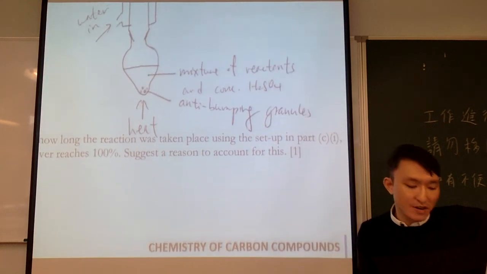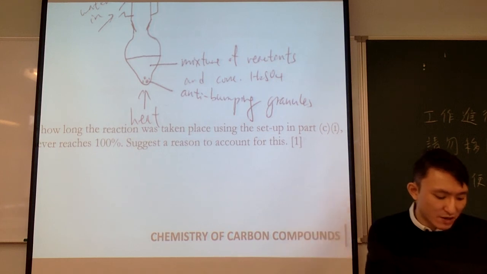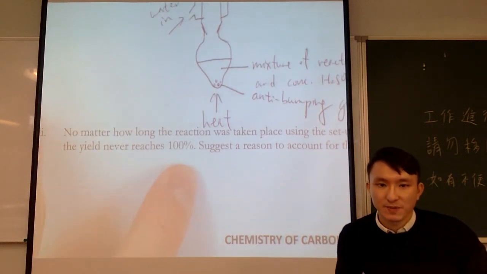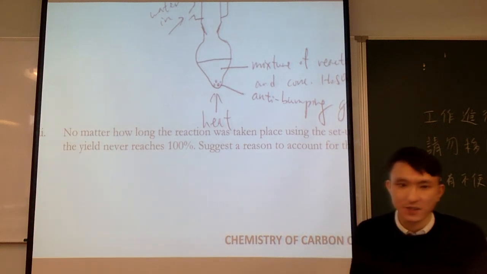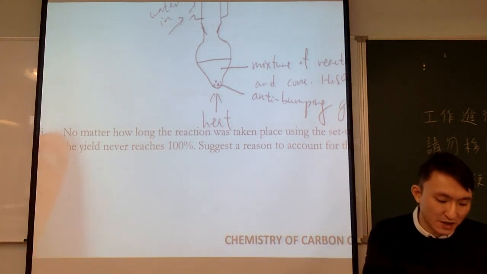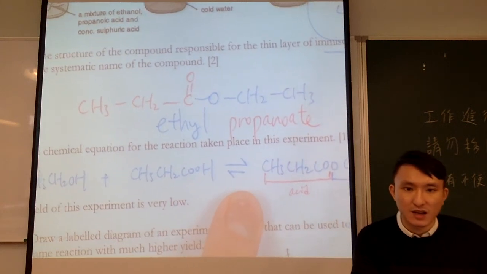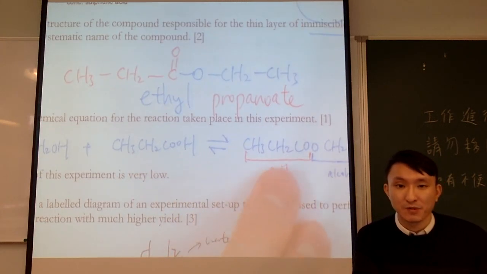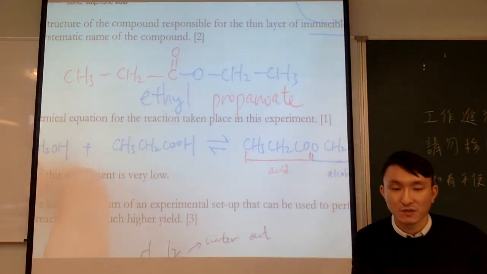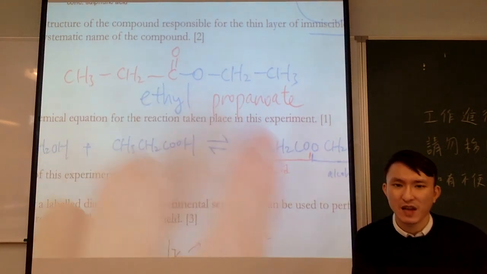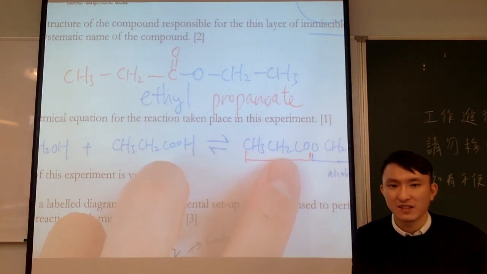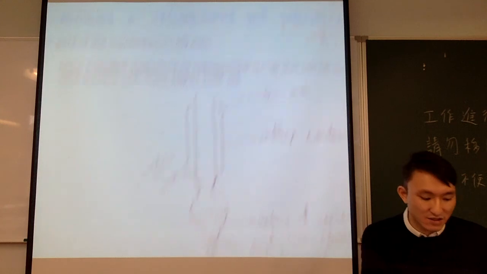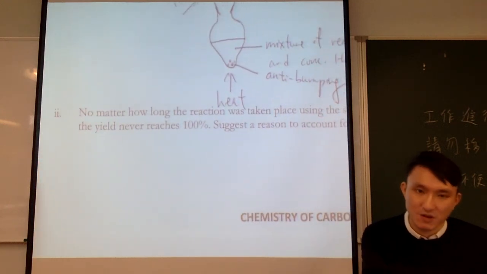Now, no matter how long the reaction was taking place using the setup in part C1, the yield never reaches 100%. So give a reason accounting for this. The reason is because if you look at this equation, it is reversible, right? That means the product is able to react to form the reactant. So you can never have 100%. You may have 99.999%, but they can always go back to the reactant. This is the characteristic of a reversible reaction.